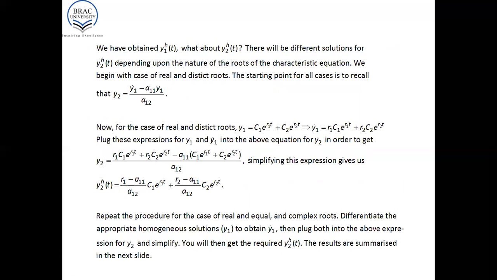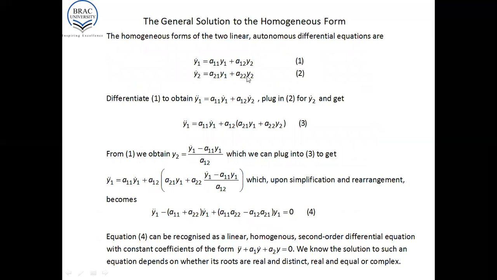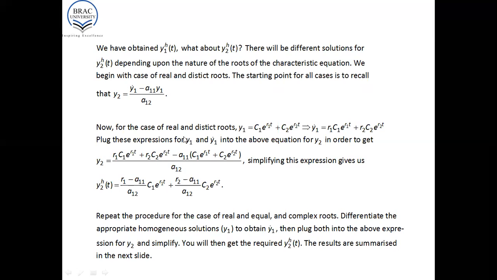Now we have obtained y1h of t. What about y2h of t? There will be different solutions for y2h of t depending upon the nature of the roots of the characteristic equation. We will begin with the case of real and distinct roots. The starting point for all cases is to recall that y2 is equal to y1 dot minus a11 y1 over a12, which we obtained from equation 1. So we start with that expression.